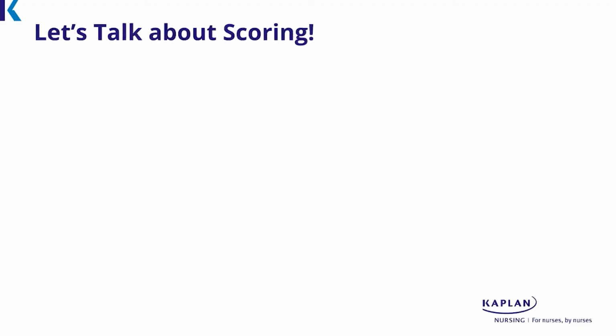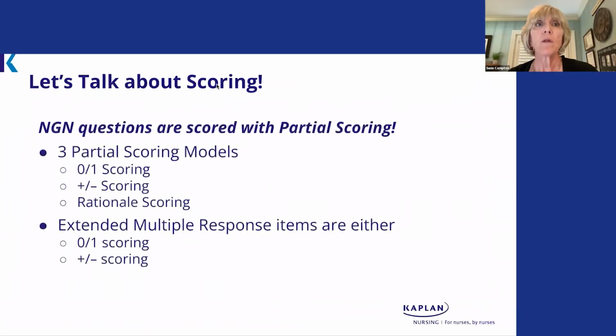Now, let's talk about scoring these items. No longer will you have to get all of the options correct in a SATA question in order to receive points. With the launch of NGN in April 2023, the National Council of State Boards of Nursing will implement partial scoring. There are 3 partial scoring models: 0-1 scoring, plus-minus scoring, and rationale scoring.